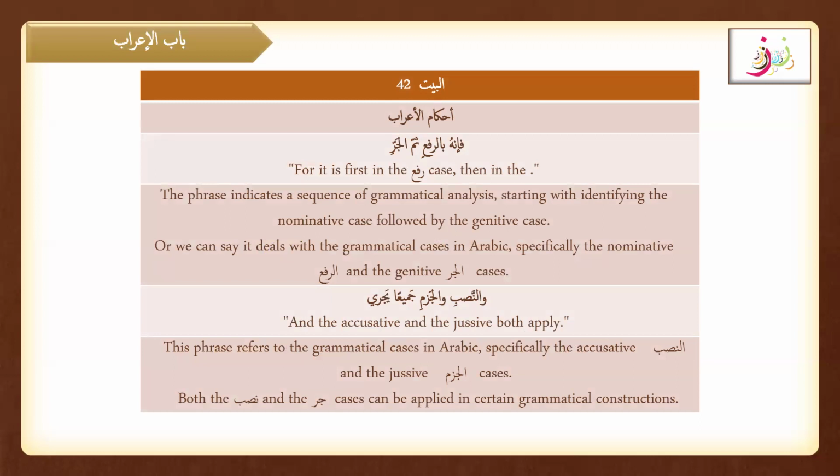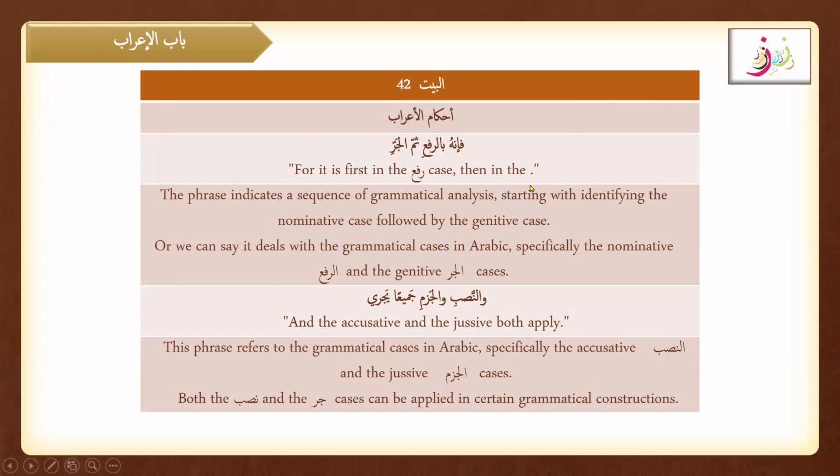فَإِنَّهُ بِالرَّفْعِ ثُمَّ الْجَرِّ. This is the word translation that I put here for all the bait that we are reading. فَإِنَّهُ بِالرَّفْعِ ثُمَّ الْجَرِّ. For it is first in the rafa case, then in the jar case.